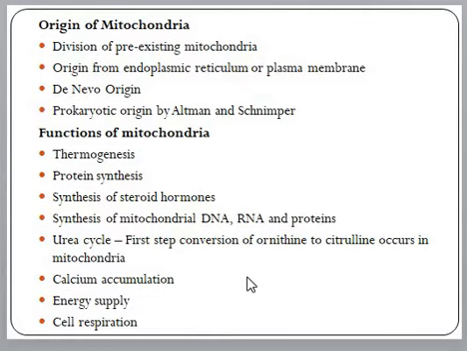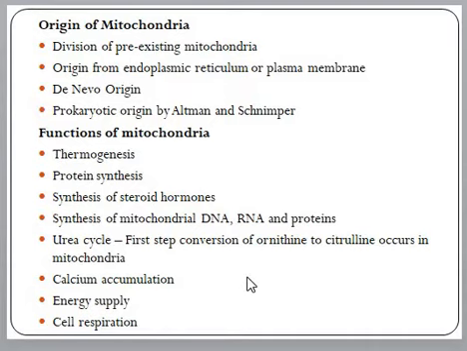Different hypotheses are there regarding the origin of mitochondria. One such hypothesis is that during maturity a mitochondrion will enlarge and finally break into pieces, and each piece will form a new mitochondrion. The second one is from the endoplasmic reticulum or plasma membrane: an outgrowth will be formed, then there will be influx, and as a result it will be converted into an organelle, the mitochondria. This is called the origin from endoplasmic reticulum or plasma membrane. The third one is called de novo origin. It simply originates; how it happens is not described.